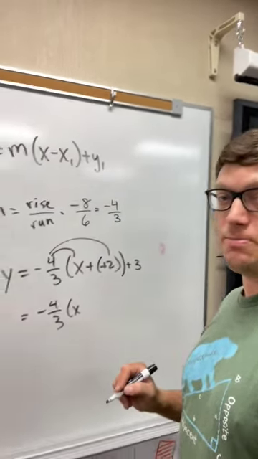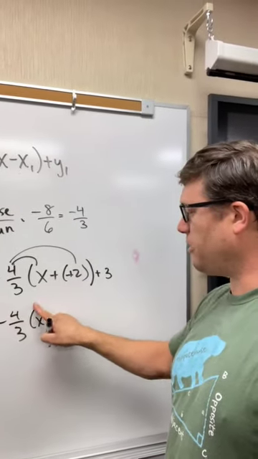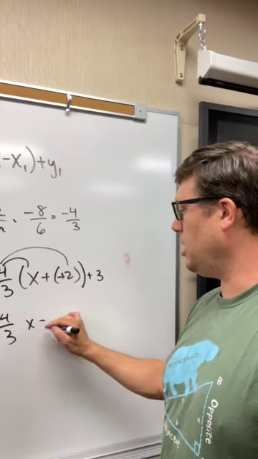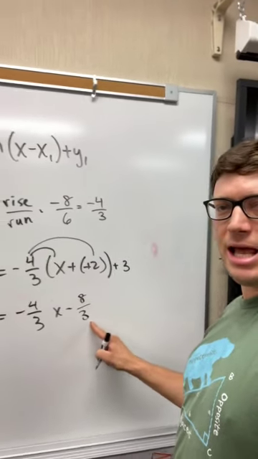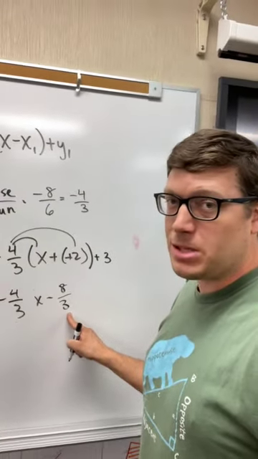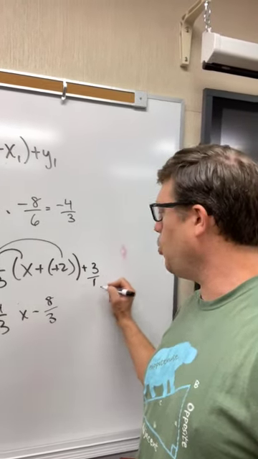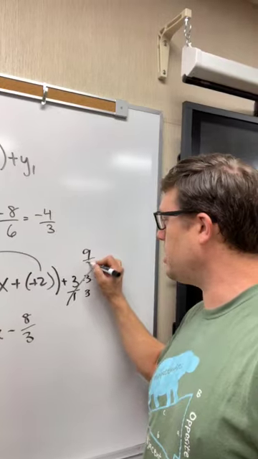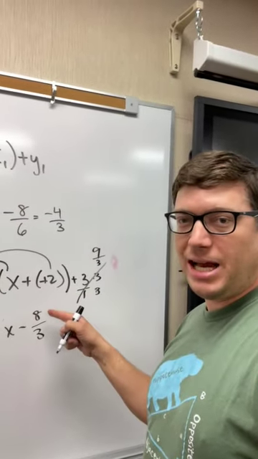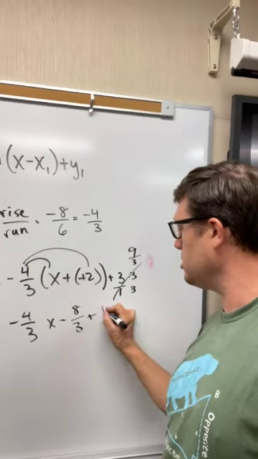Reminder, a negative times a negative is positive. So I have -4/3 x minus 8/3. Now this 3, I'm going to add it to the -8/3, but it's got to have the same denominator, and right now the denominator is 1. So if I multiply by 3, that actually becomes 9/3, and I can add 9/3 to -8/3.